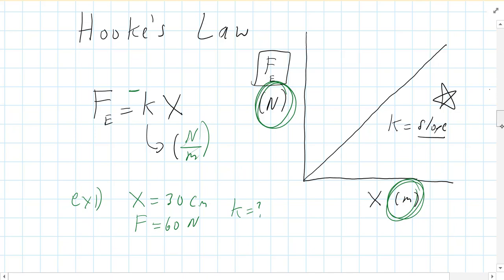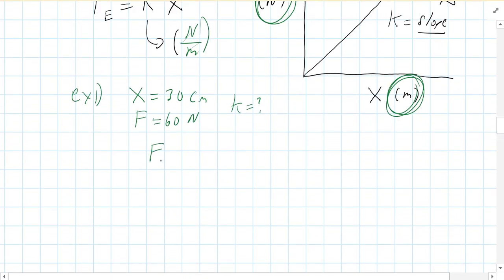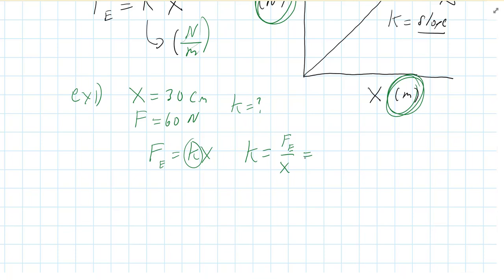Okay. So our equation is F equals Kx, or Fe equals Kx. Since we're solving for K, I'm going to get that by itself. So K is Fe over X. Now, the one thing to be careful of here is your force must be in newtons and your stretch must be in meters.